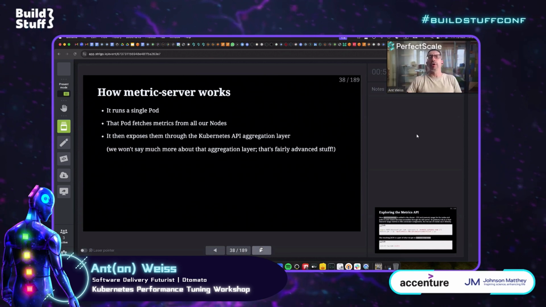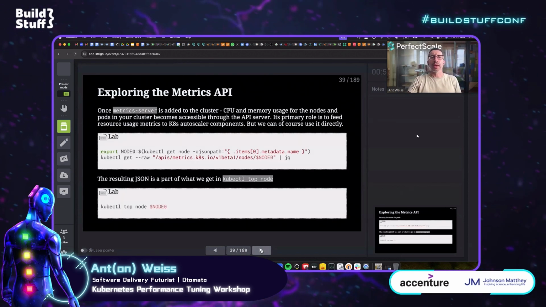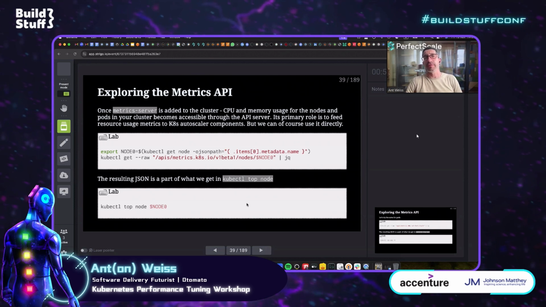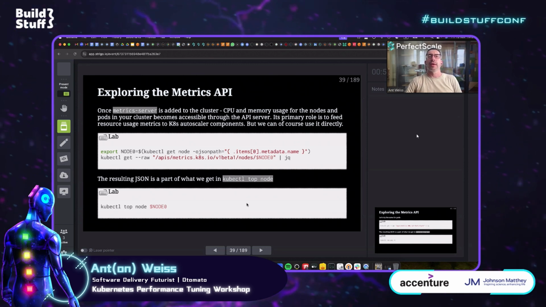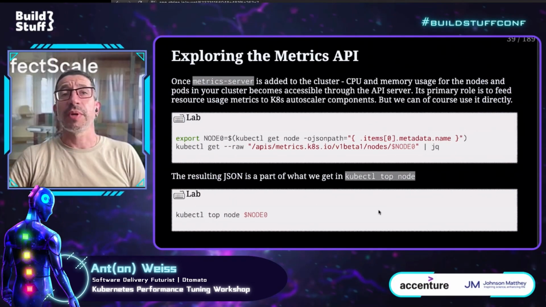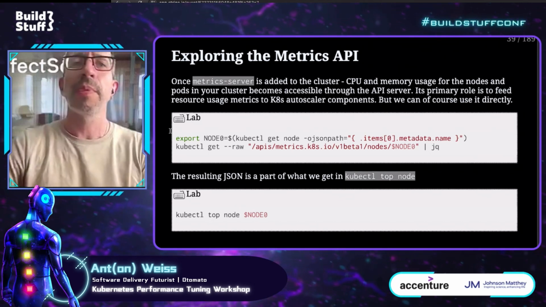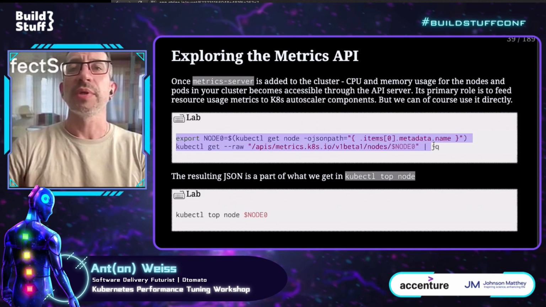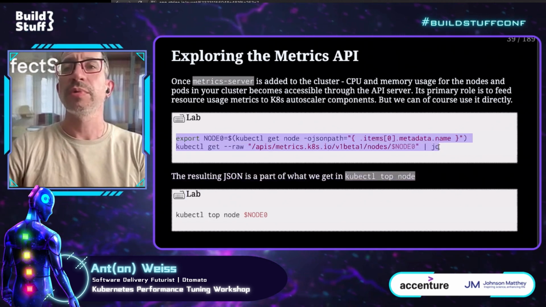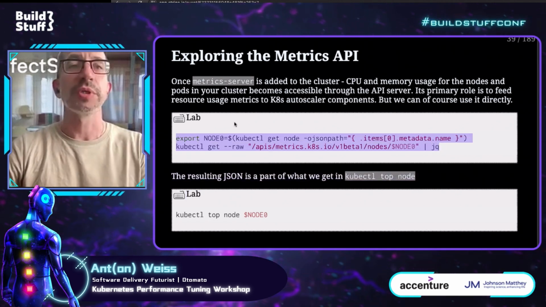Okay, this is all pretty common knowledge. Now, the way the metrics server exposes the metrics is through the Kubernetes API aggregation layer, which basically means that the metrics become available through the metrics.k8s.io API. Let's run this just to see the way they're exposed when we don't run kubectl top.